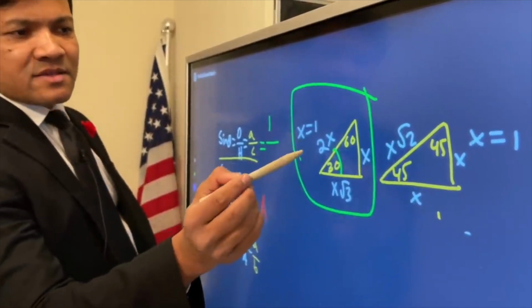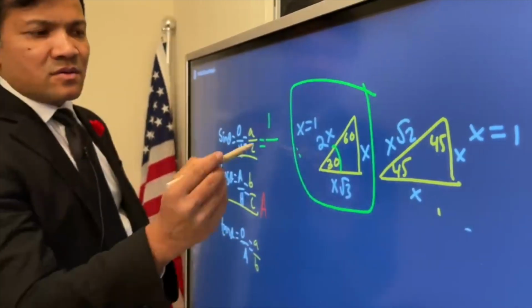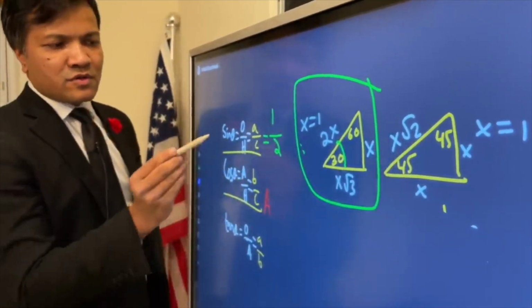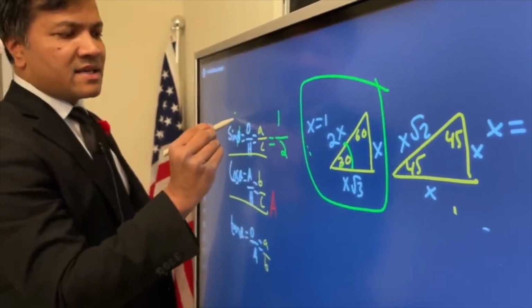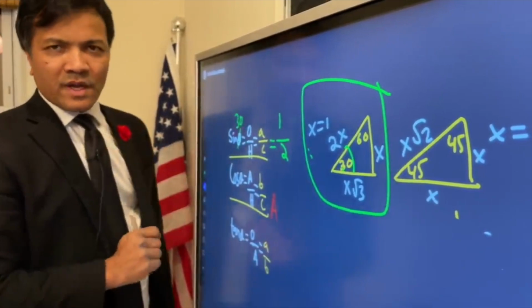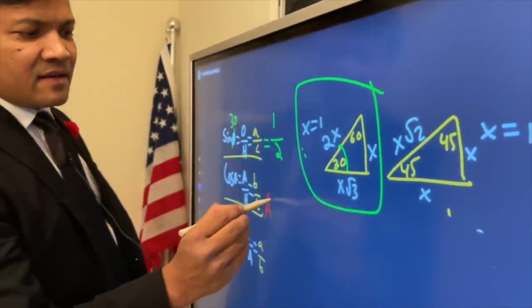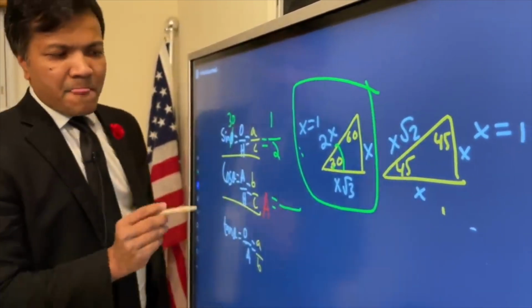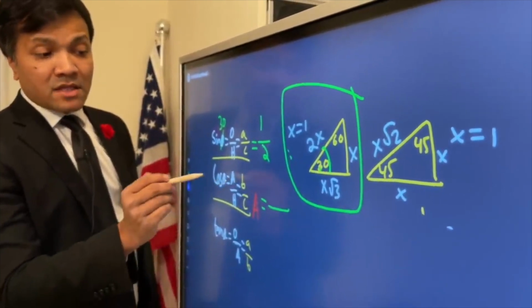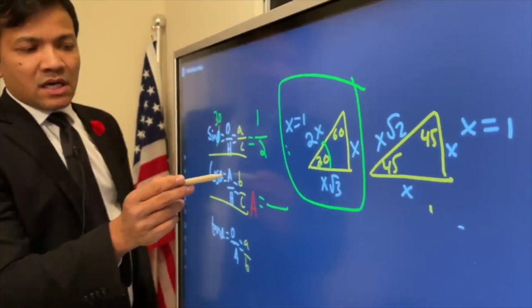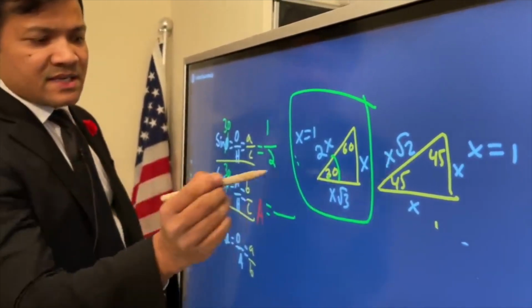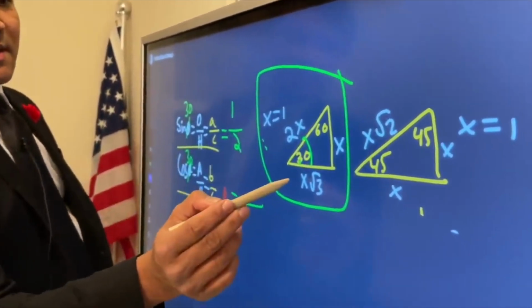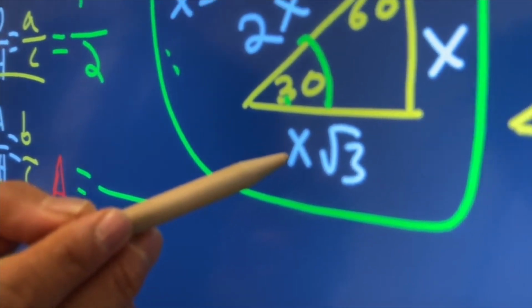And what is hypotenuse? Hypotenuse is 2x, so 2x times 1 is 2, so 1 over 2. So sine what degree is 1 over 2? Sine 30 degree is 1 over 2. You're going to see magic in a second. Now this one, cosine. So cosine 30 degree. The adjacent is what? The adjacent is x square root of 3.